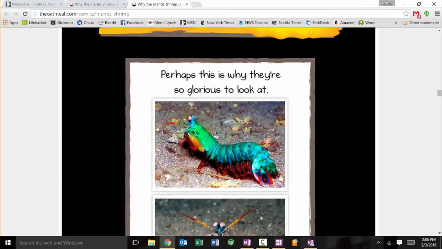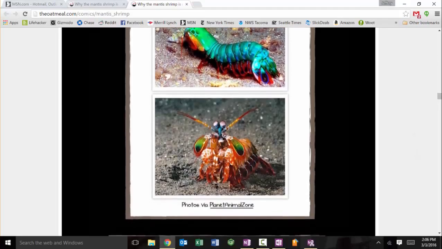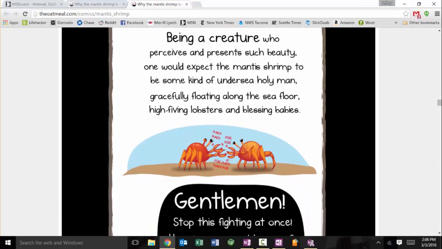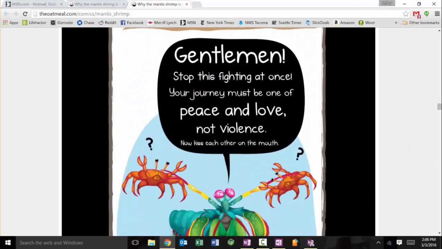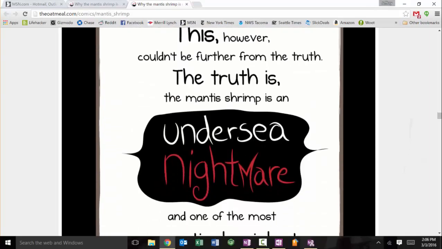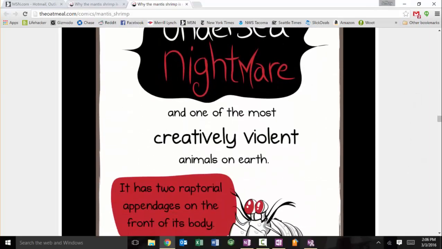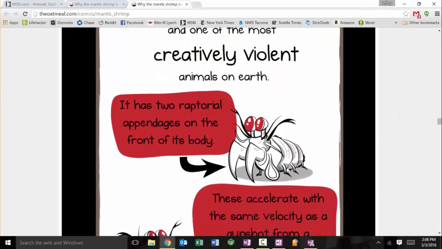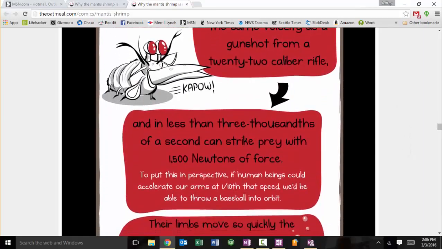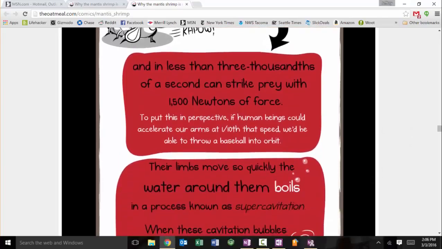And when you look at them, they're actually really cool to look at. They're very colorful. And then the other thing that blew me away was they fight a lot. Sorry, I'm just going to scroll through this. They're an undersea nightmare because if you put them into a tank, they will break through the glass of a tank with 1,500 newtons of force. So they're like this little tiny miracle of nature. I just thought this was really interesting.